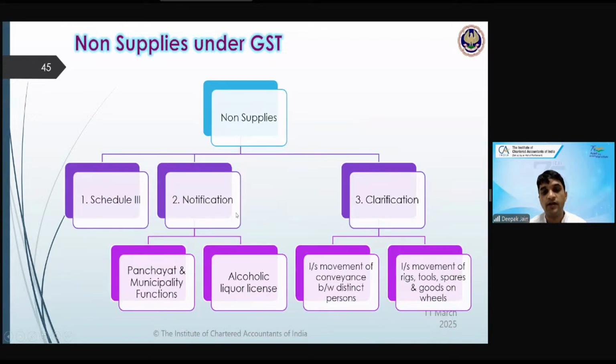Second kind of thing which is not liable to GST could be through notifications. So there could be various notifications which can say what is liable to GST and what is not. So through this notification, they've said any panchayat and municipality functions is not liable to GST. Okay, municipality or panchayat functions, that is not liable to GST. Then comes the next notification, which is alcoholic liquor license. What does this mean? On alcoholic liquor for human consumption, is GST payable or not? The reason why panchayat and municipality, because they are all sovereign functions of the government. That's why they are outside the GST.